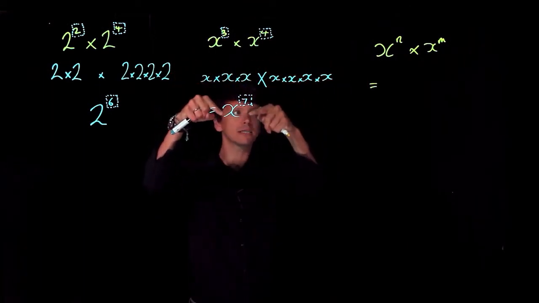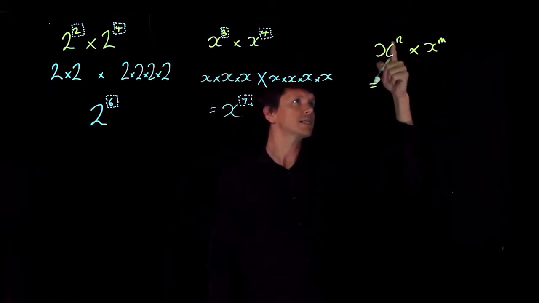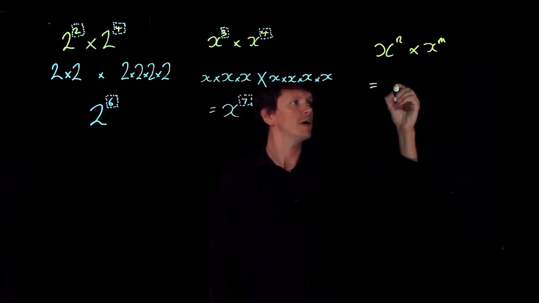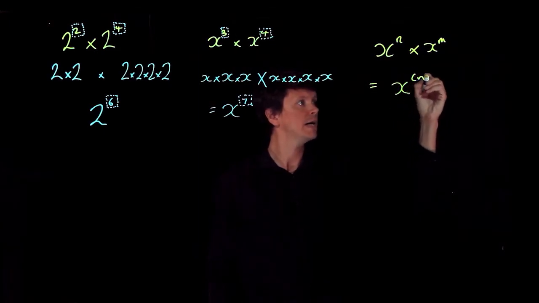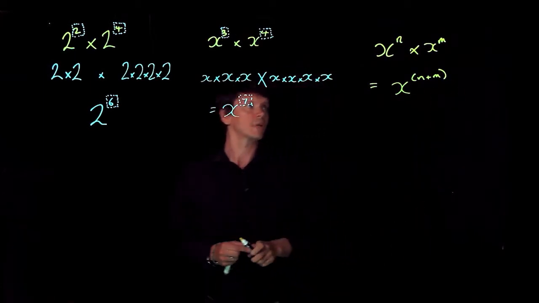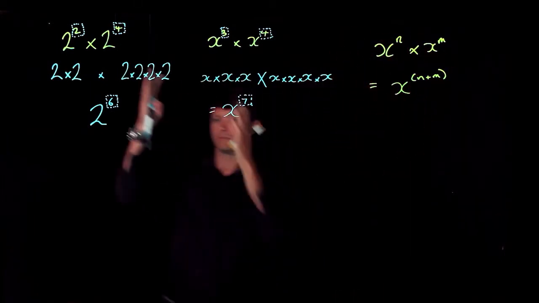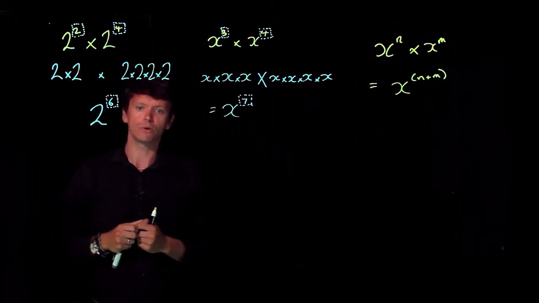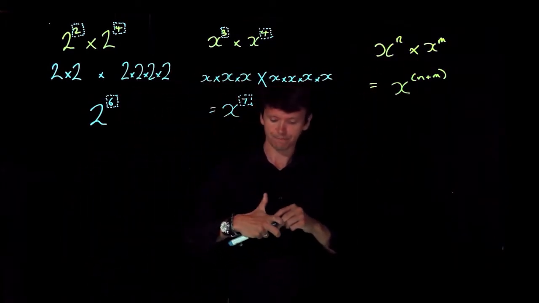I'm going to jump straight to this one. What did we do? We added these two powers. So x to the power of n times x to the power of m gives us x to the power of n plus m. Adding the powers. And that's how you would use that algebraic approach in a numerical example, if you got one in your exam like that. Or you might actually get one that involved algebra.